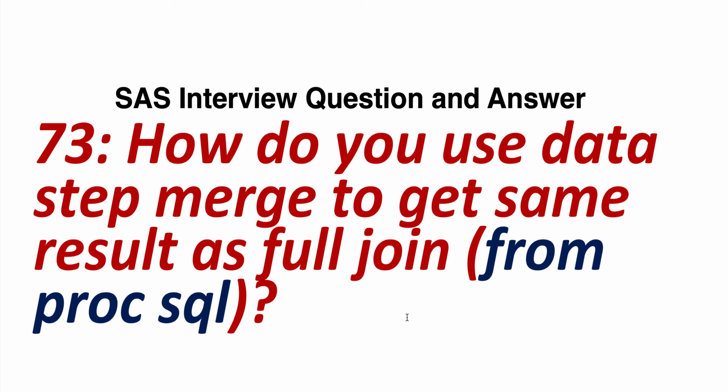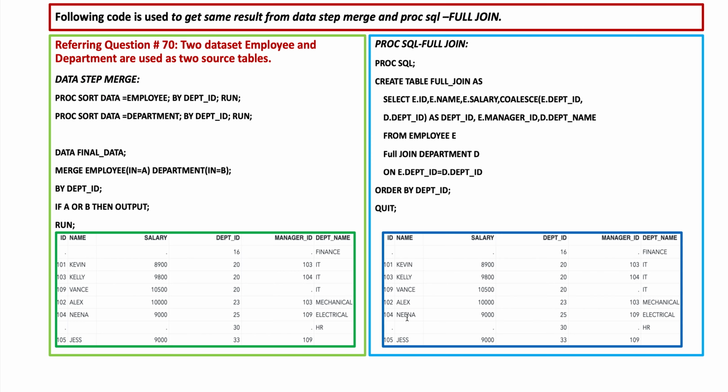SAS interview question number 73. How do we use data step merge to get the same result as a full join from Proc SQL? This question is asking about the equivalent code for Proc SQL full join and data step merge. The following code is used to get the same result from data step merge and Proc SQL full join.